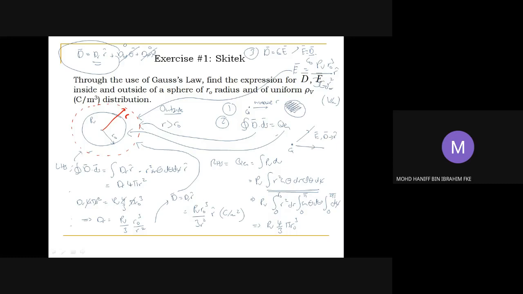You have a charge here. This is a spherical structure, which is obtained from a point charge which has been increased in terms of the radius. So somehow, the direction of the D and E will be similar to the point charge problem just now, but the direction is still in the R direction.